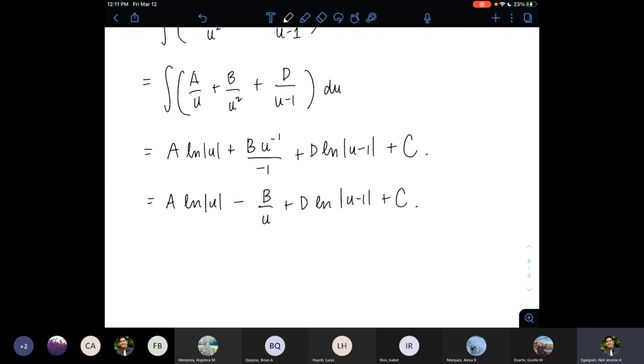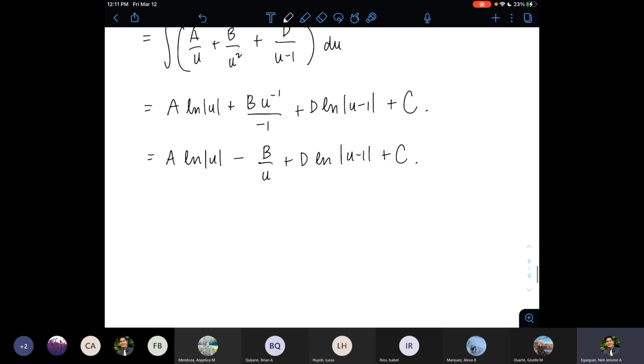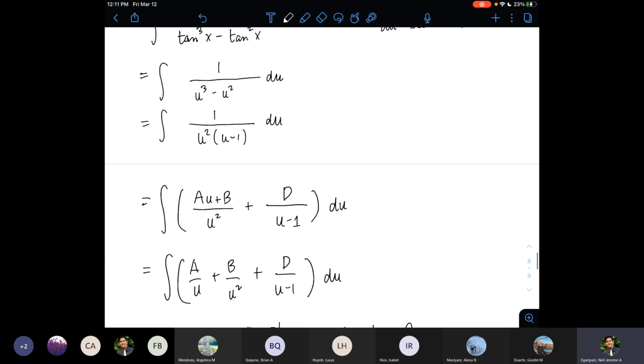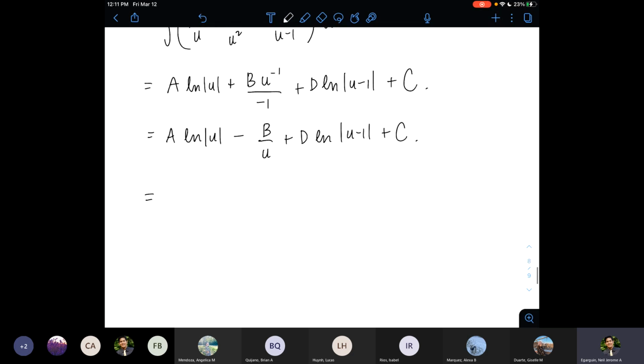All right. So at this point, I'm done with all the calculus steps. All that remains would be the algebraic steps, which is basically solving a, b, and d. All right. Now, maybe I can go back also to the original variable. Remember, the original variable is x, but u is tangent x. So I can write it as a ln of the absolute value of tangent x minus b over tangent x plus d ln of the absolute value of tangent x minus 1 plus c.